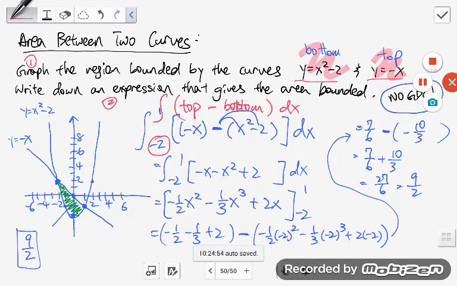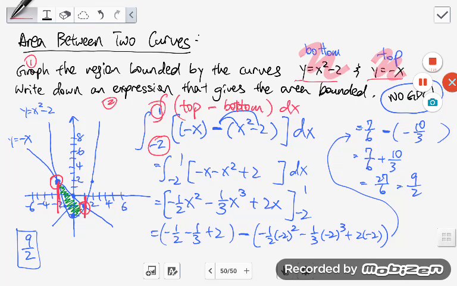Now, I want to point out one last point. The -2 and the 1, where did I get that? It's from here. The x coordinate for this is -2, and the x coordinate for this is 1. So that's how I got those two upper and lower bounds.